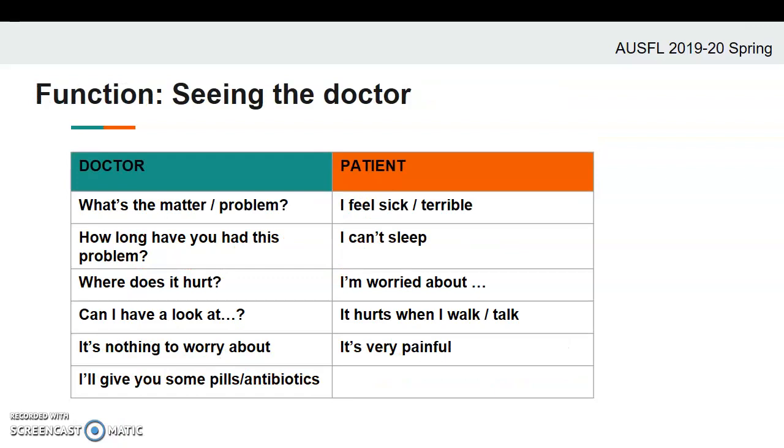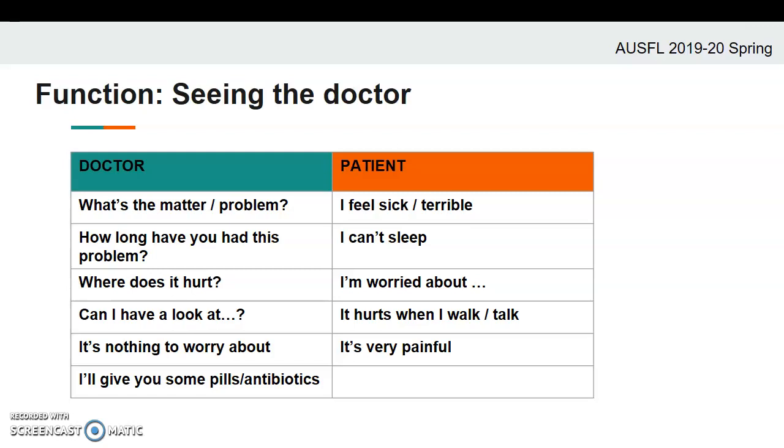Let's look at the key phrases in the doctor and patient conversation. So when you go to the doctor, doctors can ask questions like, what's the matter? What's the problem? To learn what happened to you. And how long have you had this problem? Like for 2 hours, for 5 days, for a week. Where does it hurt?